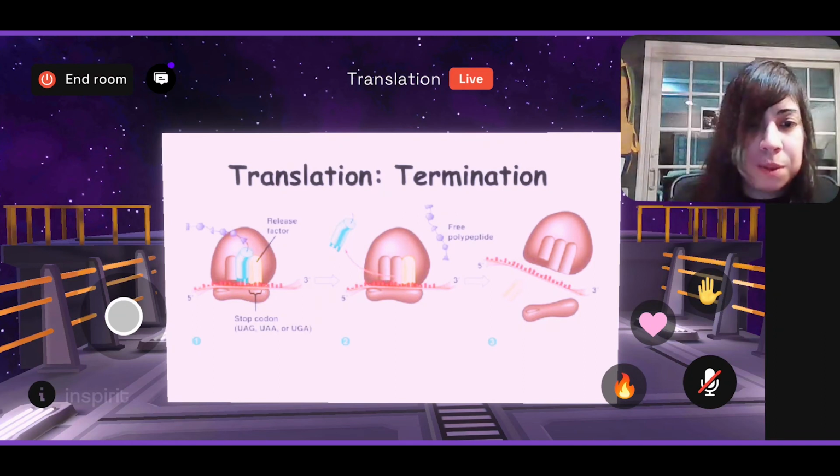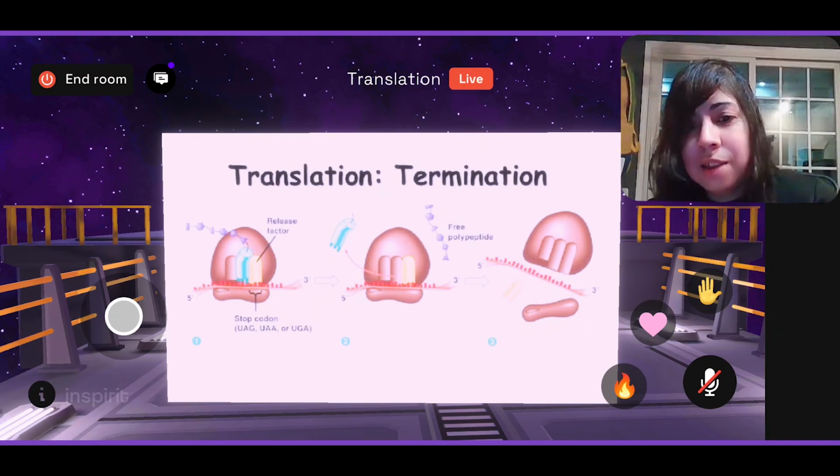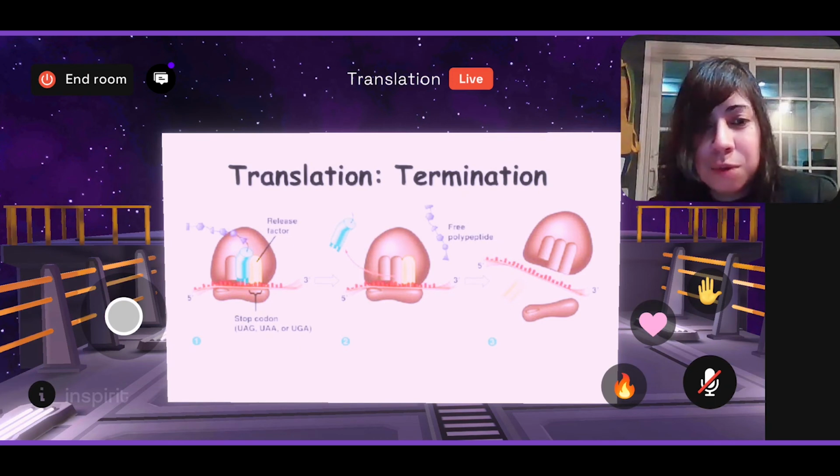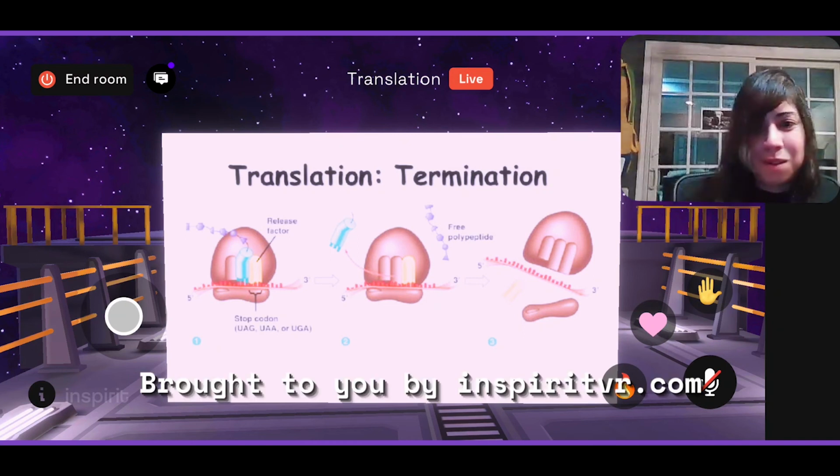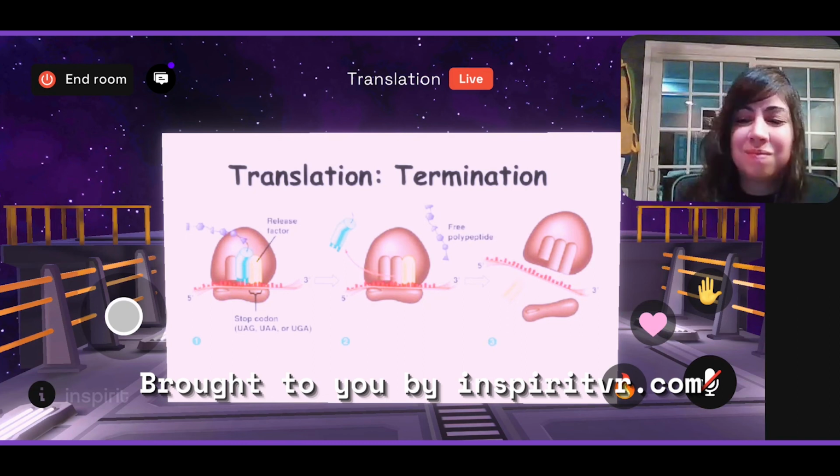After several ribosomes complete translation, the mRNA is finally degraded to reuse the nucleotides in another transcription reaction. So it's like a circle, it keeps on going.